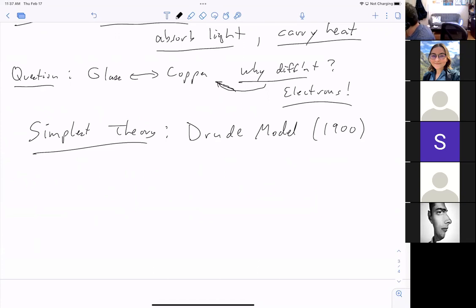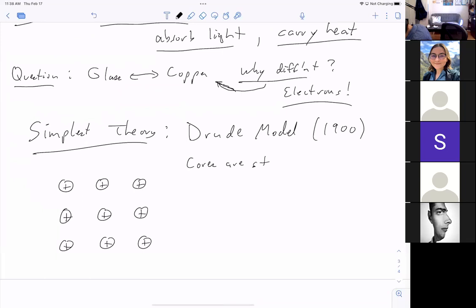The idea of the Drude model is that I have the atoms, and I have the cores. So these are the atom cores, and the cores are stationary, but the valence electrons are free to move. Let me explain what I mean by that. Let's take a look at copper.